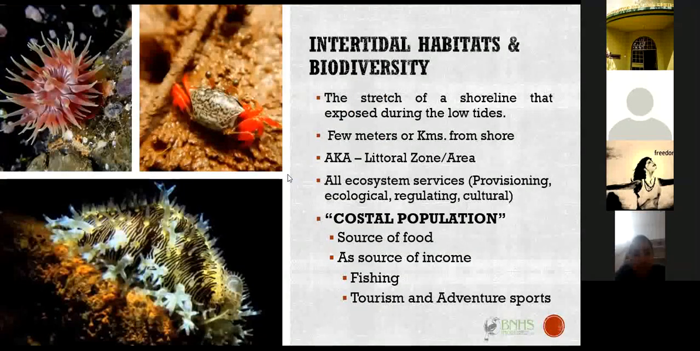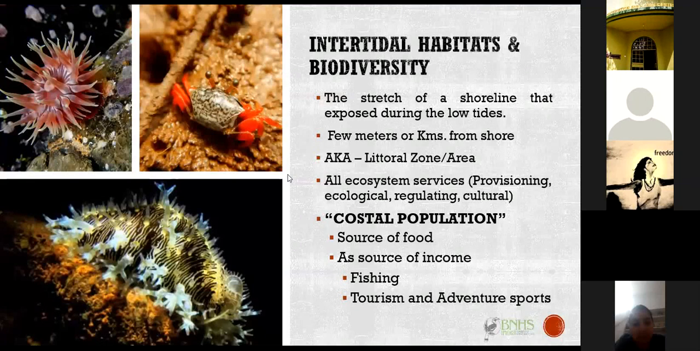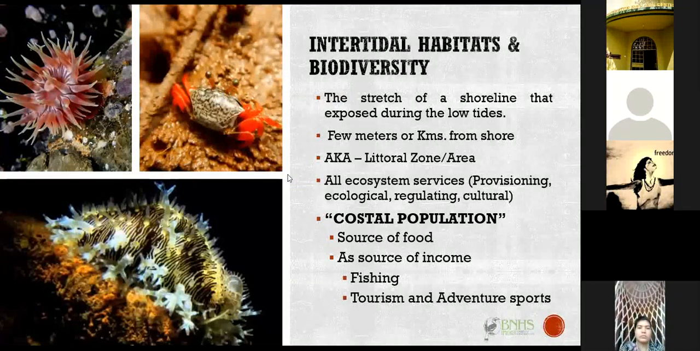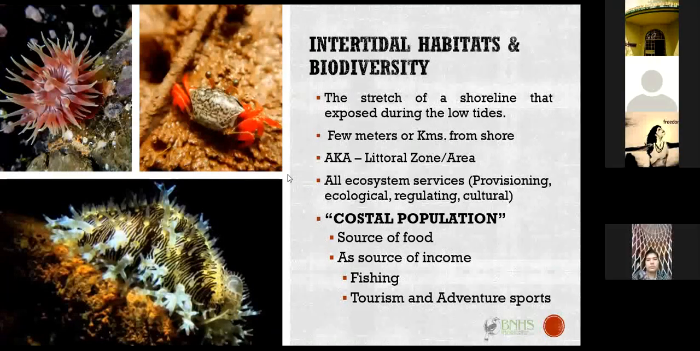Simply, the intertidal is a stretch of the shoreline which is exposed between the high and low tide. It extends a few meters to a few kilometers, depending on the physical structure of that shoreline. At some places it is exposed for a few meters, but at some places for a few kilometers. The area is also known as the littoral zone.